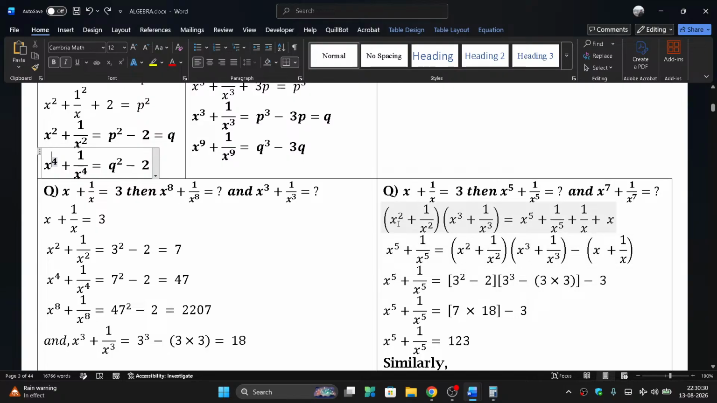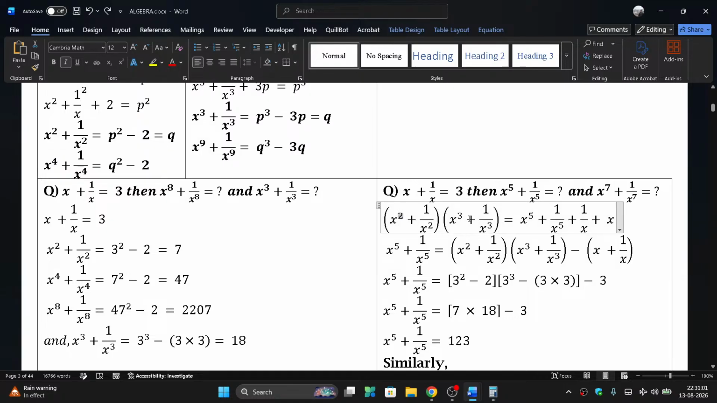So the thing is that x square plus 1 by x, times x cube plus 1 by x cube, is equal to x to the power 5. We have to multiply all this. This will be x to the power 5, this will be 1 by x, this will be 1 by x again, this will be x again, and this would be x square plus x cube equals x to the power 5.